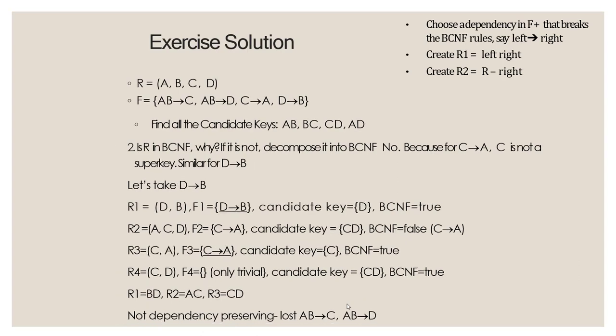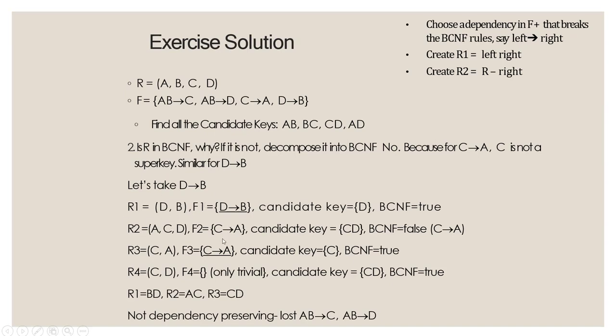So what happens if we had started with the other one? So these two were the ones that were breaking the law, right? So what happens if we start with this one? Let's see. So we have D determines B. We plug this in, we get BD on one side, and then the right-hand side is B, so we get ACD. This one doesn't break the rule because D is the key for R1.